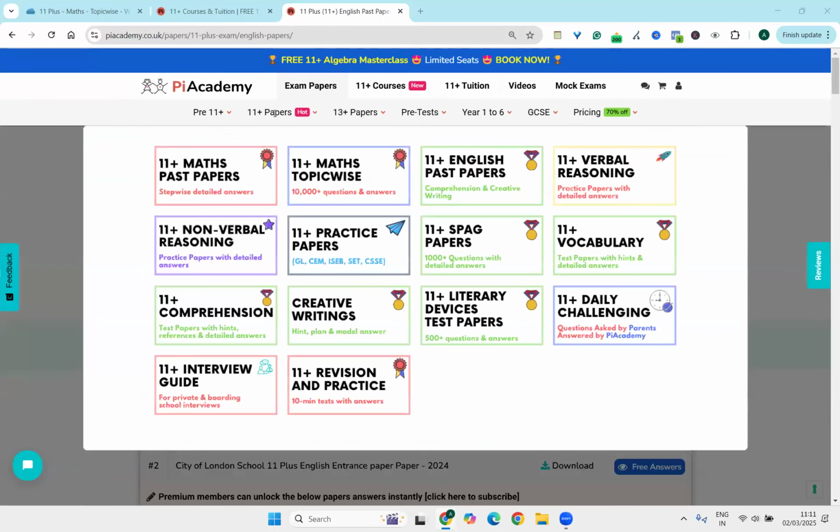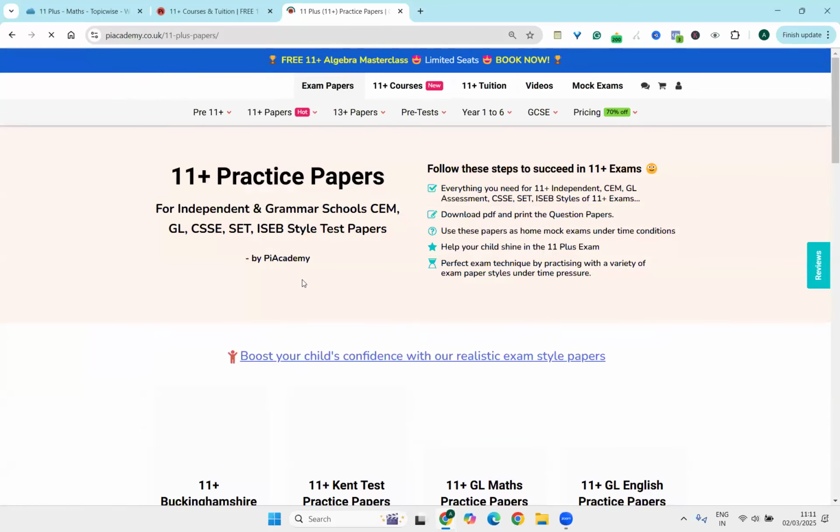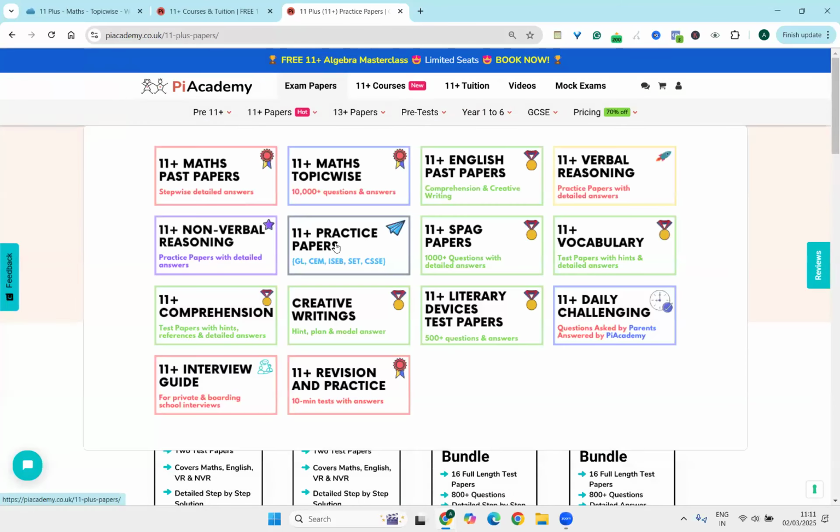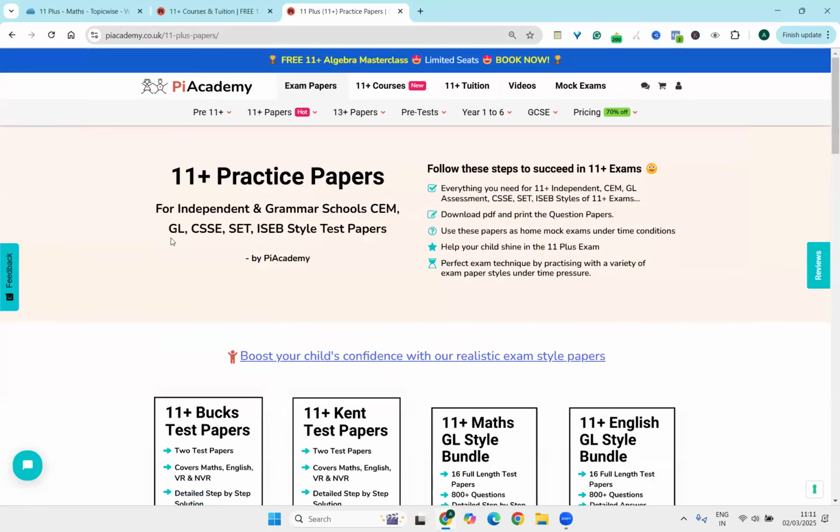And at the same time, if you're looking for very specific board specific practice, you can check our 11 plus practice papers, which are segregated by the various boards out there. So even if you do not find the exact paper for the particular school, you can still check out our board wise subscriptions.